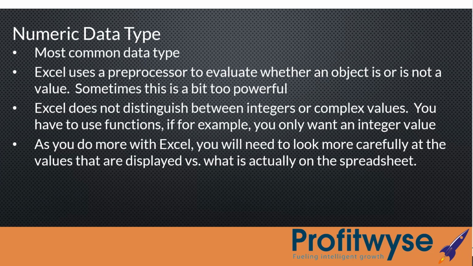One thing to understand, if you know the difference between integers and complex values, is that almost all numbers on a spreadsheet are basically complex values, meaning they have fractions if it is a number that has a fractional component. You have to actually use different functions to force a number to be an integer if for some reason you need an integer. And integers are numbers that do not have any fractional piece to them. More on that later.